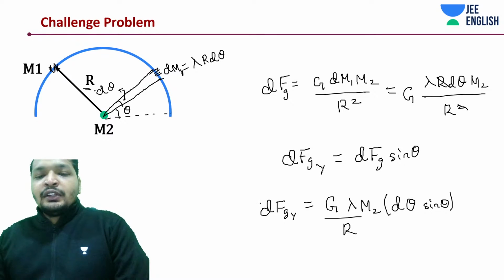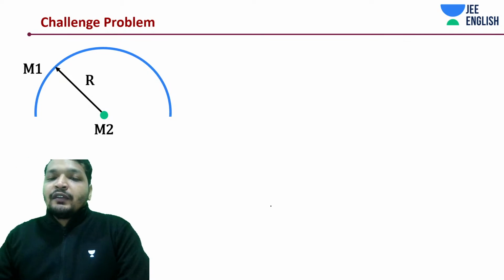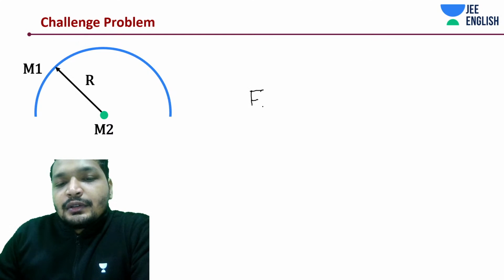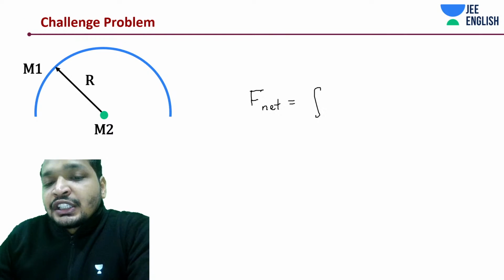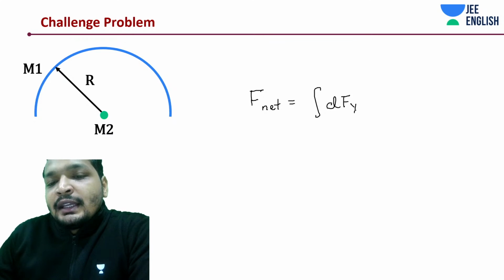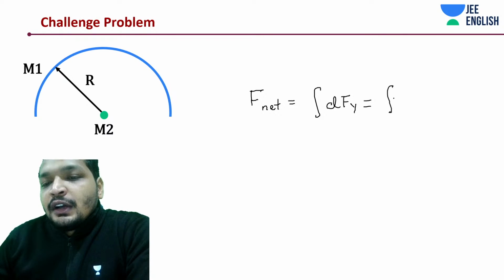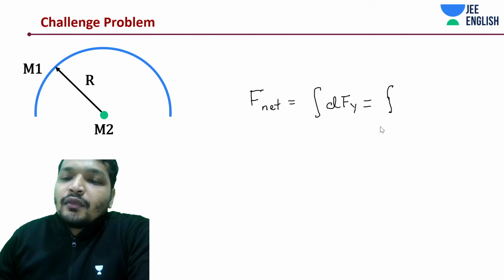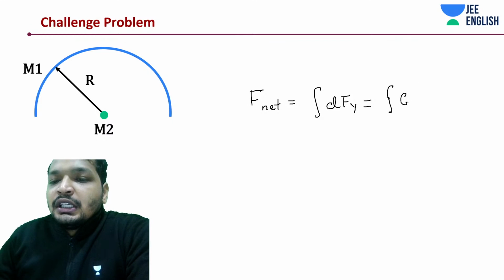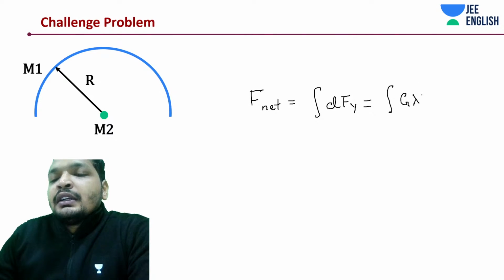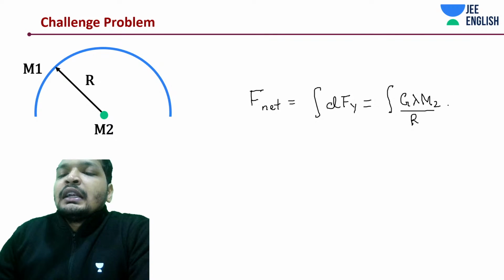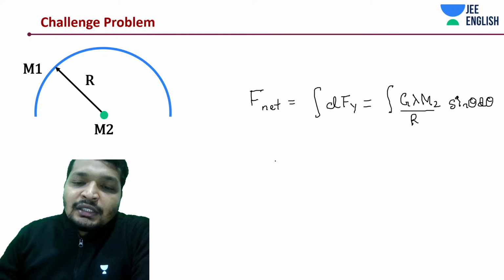We need to integrate this to find out the net force. Due to the net force, the x-axis component is not valid. I'm just going to integrate this part, nothing else. Net force is going to be the integration of dFy, which is the integration of G into lambda into m2 divided by r, only one r would be there, into sin theta d theta. Instead of d theta sin theta, I'm writing it down as sin theta.